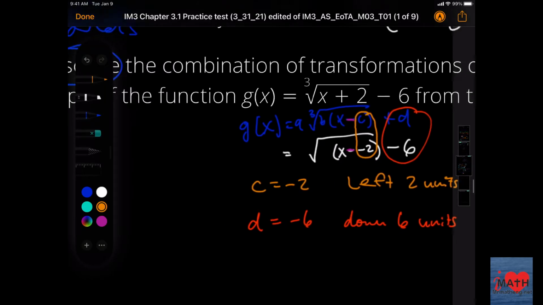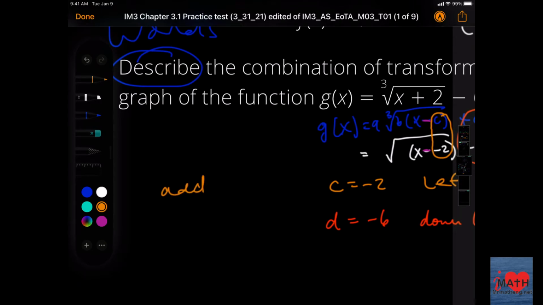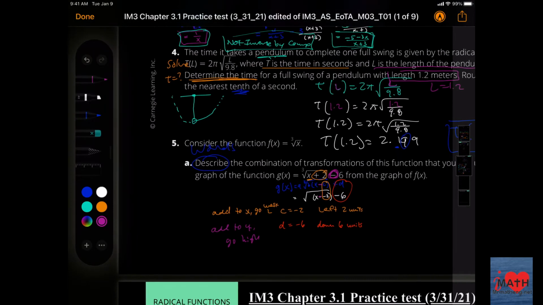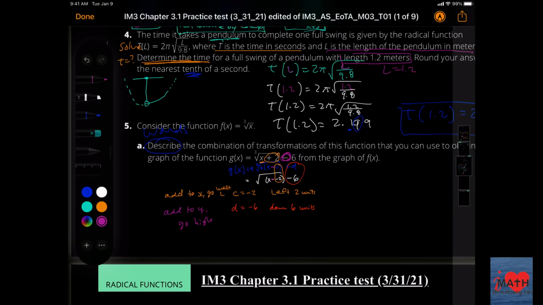Remember my silly phrase, I'll write it out: add to x, go west, or left. Do you see the plus here? Adding to x means you're going to go left 2 units. And then for the d value: add to y, go high. You are not adding here, so you're not going high, you're going low or down. All right, so that was 5a.